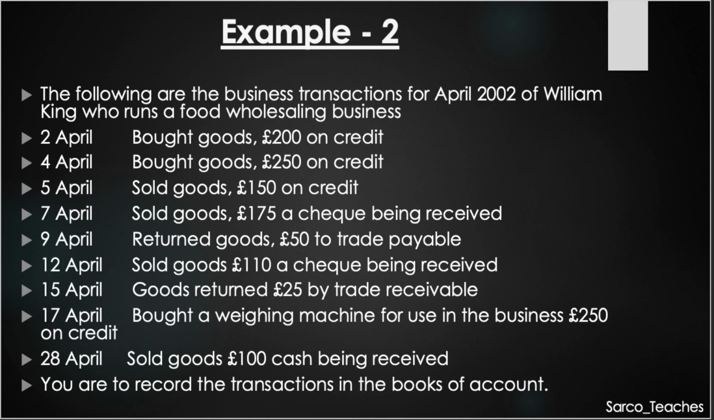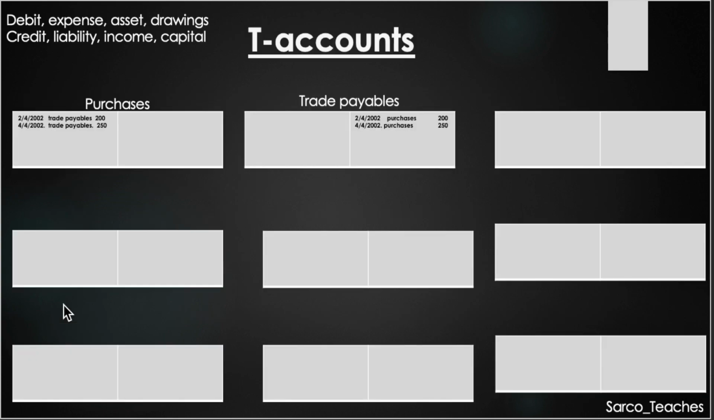Third adjustment, 5th of April, sold goods, £150 on credit. This time our T accounts will be sales and trade receivables. This is because we're selling goods, and trade receivable is when we sell goods on credit, buy now, pay later, where the trade payable was buying goods on a buy now, pay later basis.